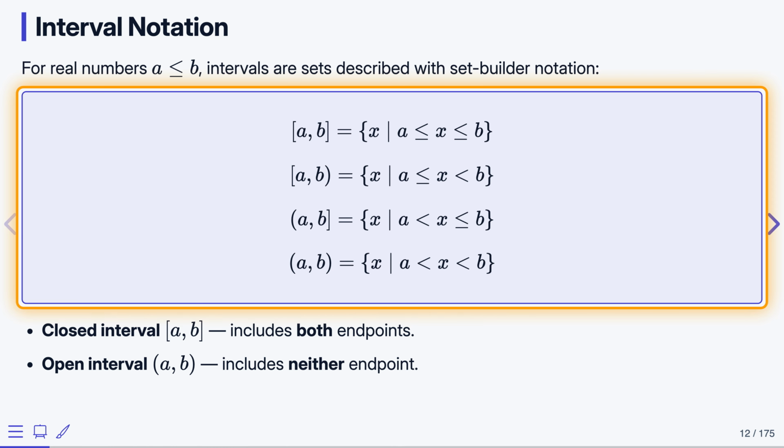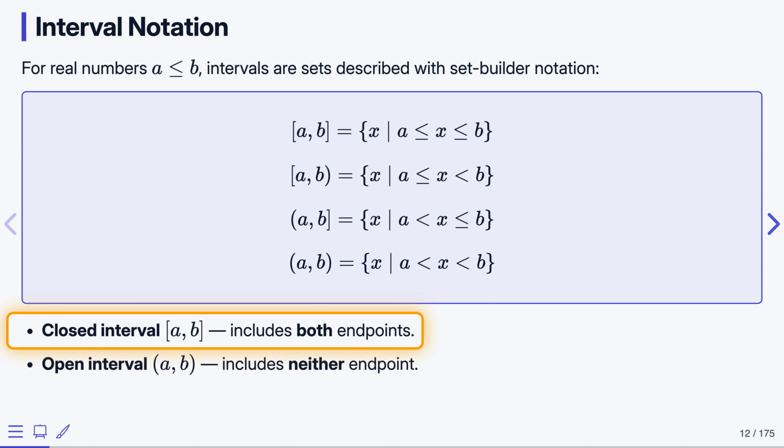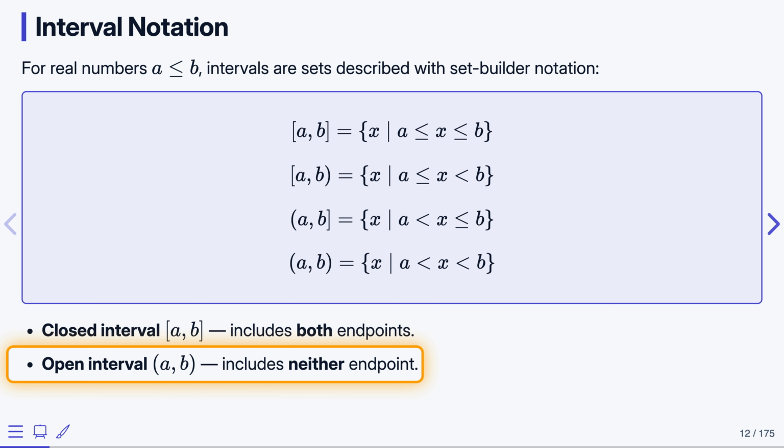Fourth, 2 round brackets from a to b: neither end is in. We give 2 of these names. When both endpoints are included, we call it a closed interval. When neither endpoint is included, we call it an open interval.